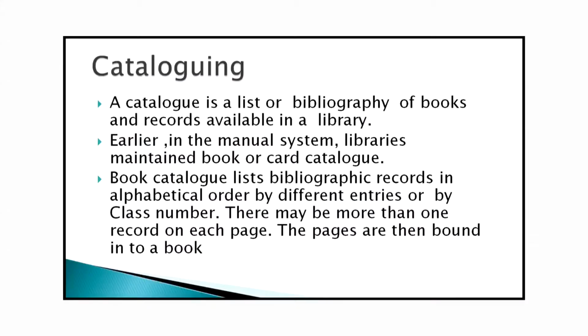A catalog is a list or bibliography of books and records available in a library. Earlier in the manual system, libraries maintained book or card catalog. Book catalog lists bibliographic records in alphabetical order by different entries or by class number. There may be more than one record on each page. The pages are then bound into a book.